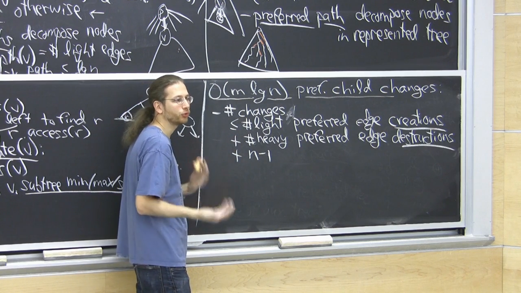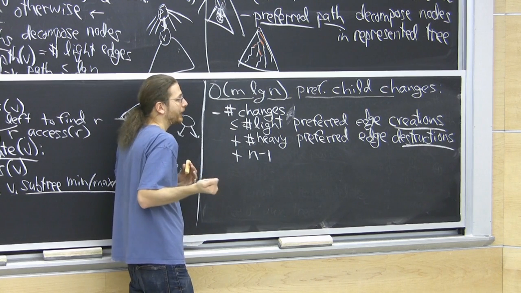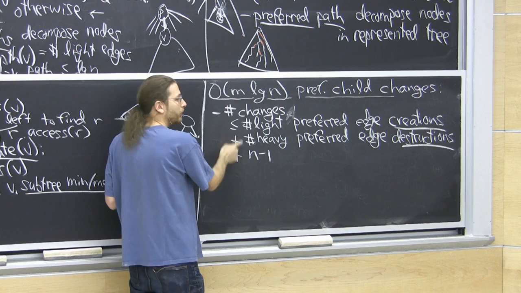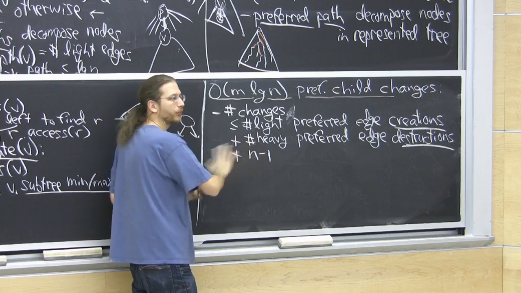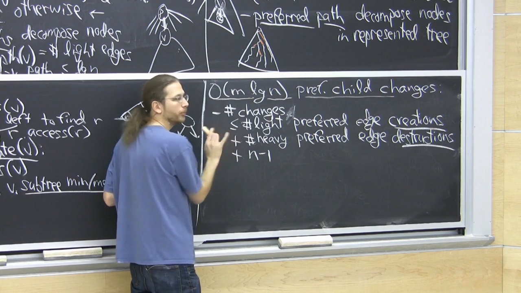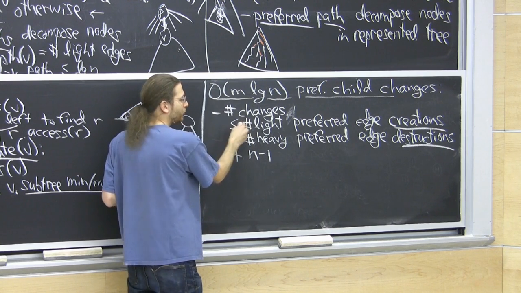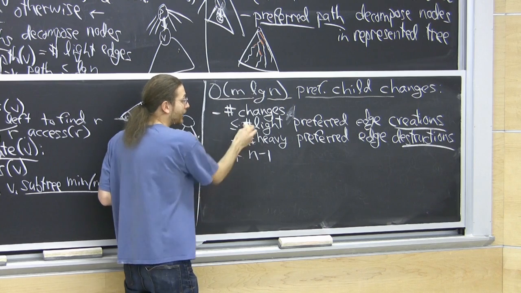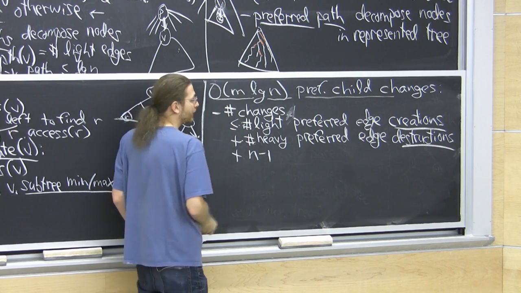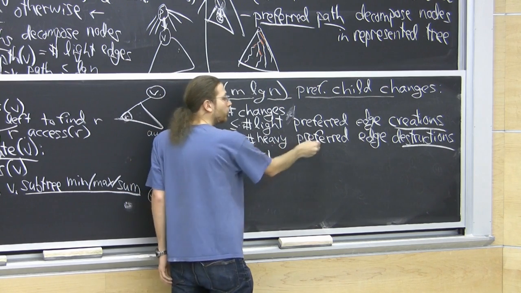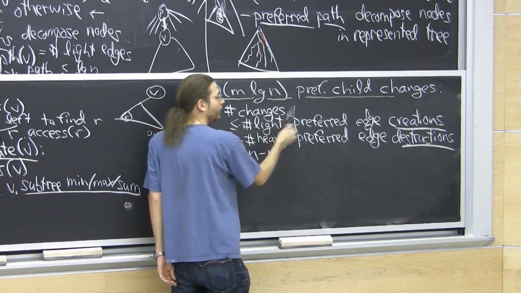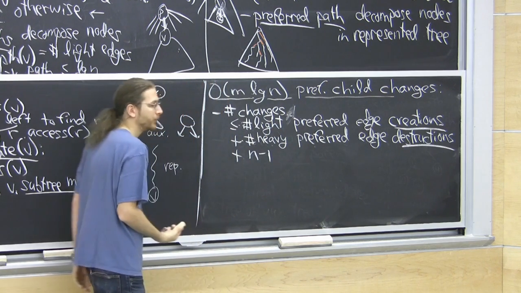Or an edge might get destroyed because it existed originally, never got created, but it got destroyed over the operations, and if it was light, then it wouldn't be counted here. So we just add on n+1 for all the edges, might get a bonus point. But otherwise, this will bound it. So we're going to look at light preferred edge creations and heavy preferred edge destructions. It can be destroyed because it becomes no longer heavy or no longer preferred, and it can be created because it becomes light or it becomes preferred and was already the other one.